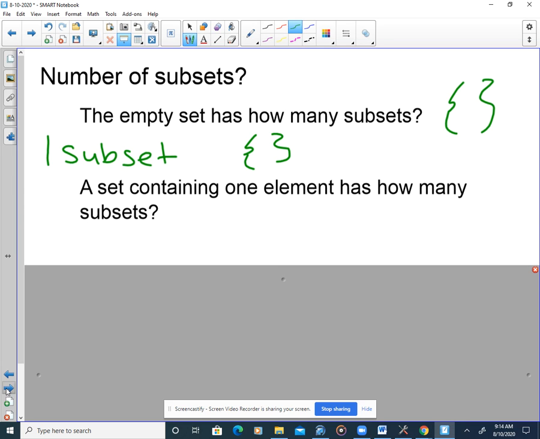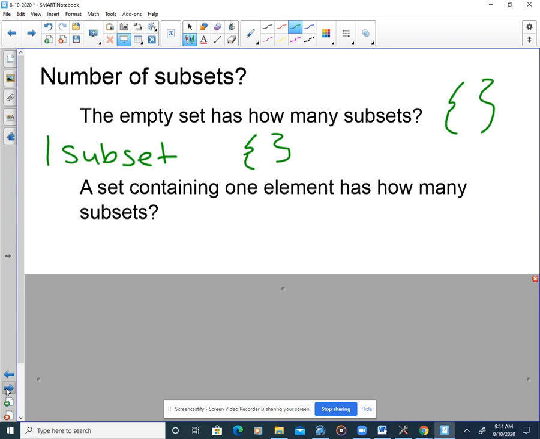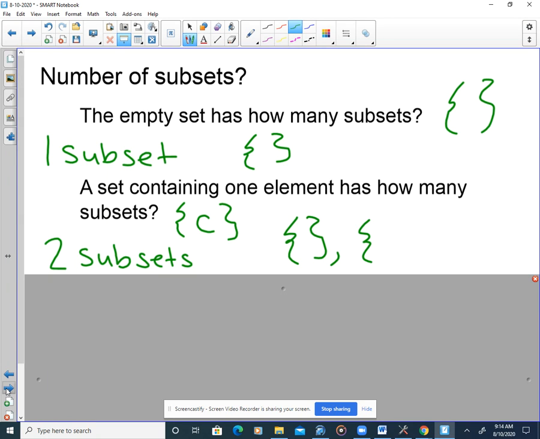All right, let's look at a set that has only one element. So let's just make a set up. Let's say it has the element C. How many subsets does it have? It has two subsets. The two subsets will be the empty set and the set itself. Remember, the empty set is always a subset of any set, and the set itself is always a subset of any set.